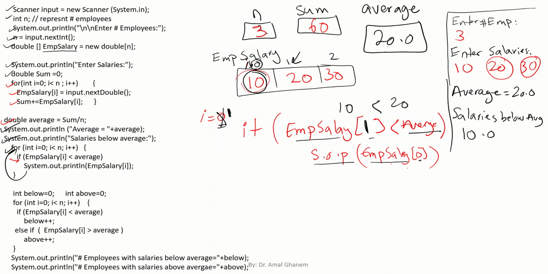Is it below the average? The value inside 1 now is 20. 20, is it less than 20? False. So I will not do the output. I will continue with the loop.